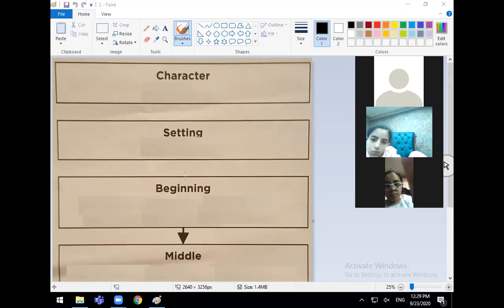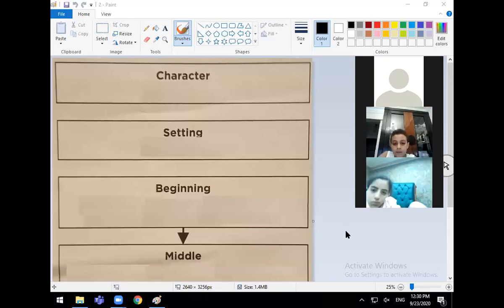Can you tell me what a setting is? Setting is the place in the story. It's in the story. Any place in the story. Okay, so the setting is the place where the story takes place. What else? What else? It is the place where the story takes place.